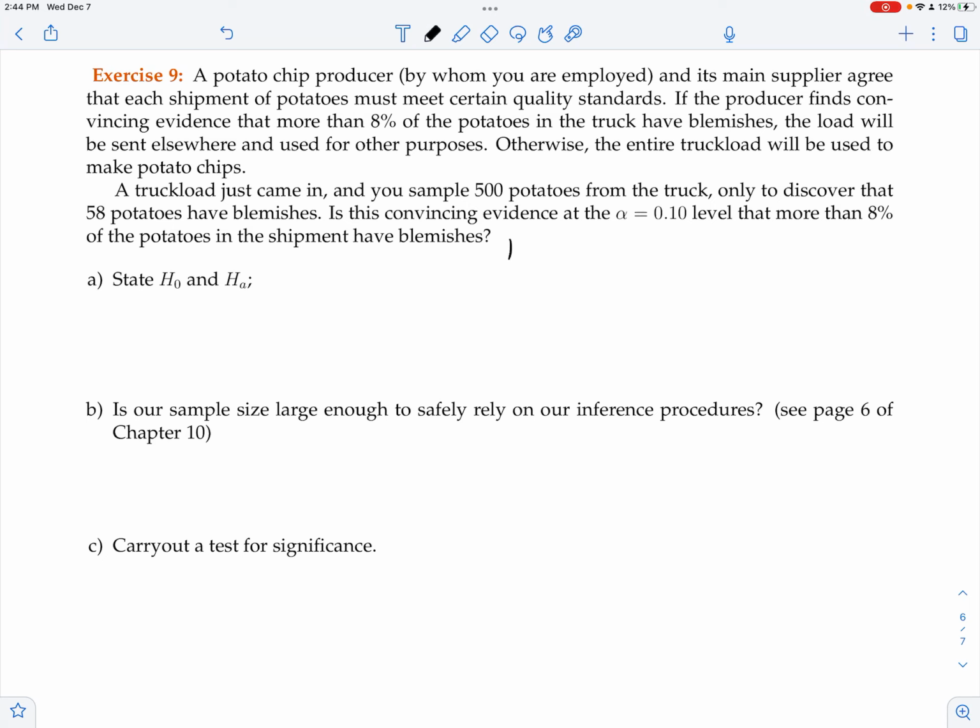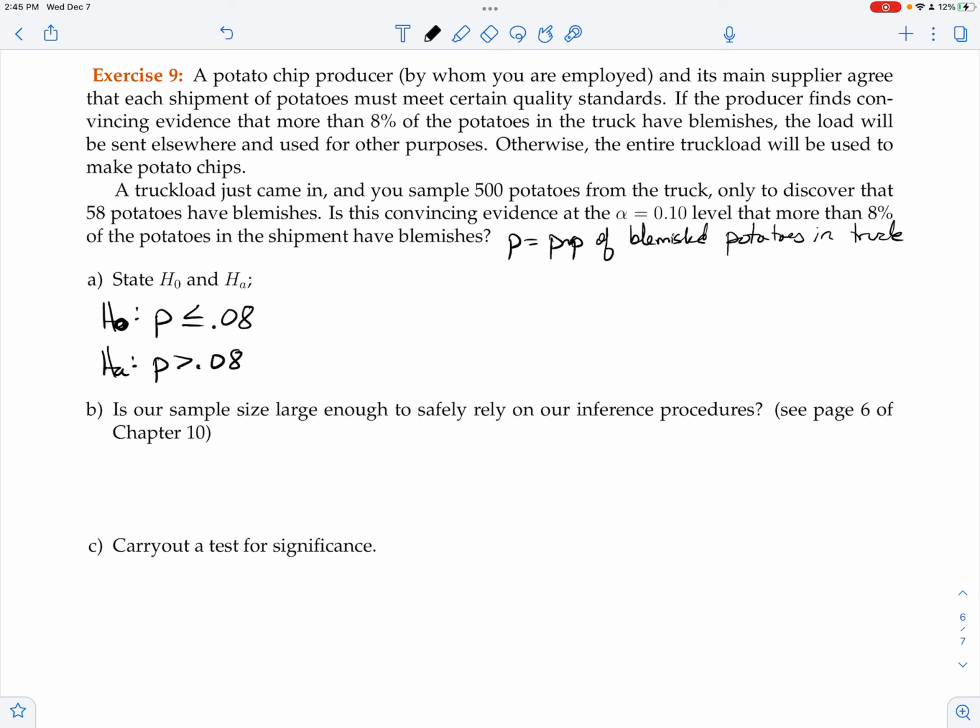So we're going to let p equal the proportion or probability of blemished potatoes in the truck. We don't know what it is, so we're going to call it p. So the null hypothesis, if nothing is going on, is p is less than or equal to 0.08 and the truck is fine. Otherwise, p is greater than 0.08 and we should reject that.